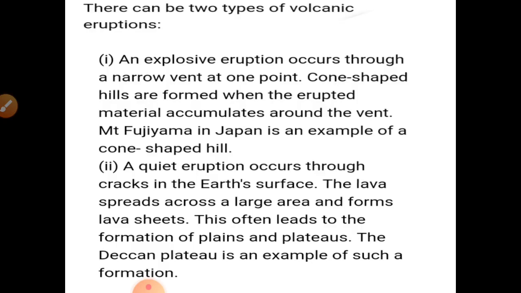Mount Fujiyama in Japan is an example of a cone-shaped hill. Second one is a quiet eruption, occurring through cracks in the earth's surface. The lava spreads across a large area and forms lava sheets. This often leads to the formation of plains and plateaus. The Deccan Plateau is an example of such a formation.